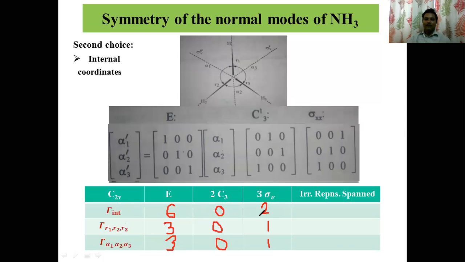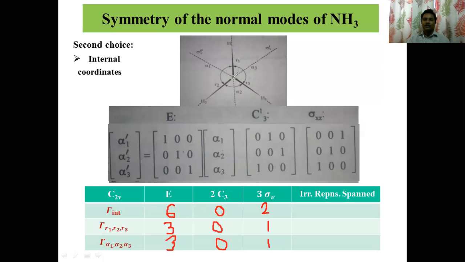Now again, if you apply the vector unshifted rule, we should be able to verify all these things. I think we should be able to do it very quickly. If I go for these 6 of them, R1, R2, R3, alpha 1, alpha 2, alpha 3, all of them remain unchanged. So their character contribution for each of them is 1. So that is going to be 6.